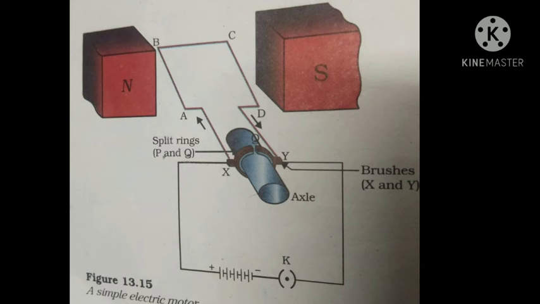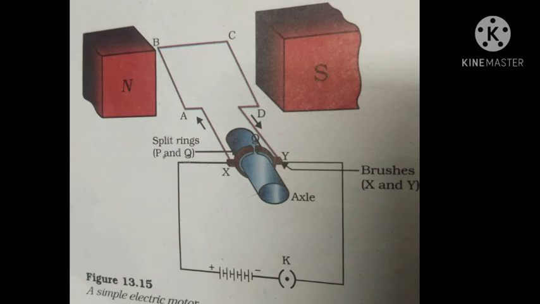At half rotation, Q makes contact with the brush X and P with the brush Y. Therefore, the current in the coil gets reversed and flows along the path DCBA. A device that reverses the direction of flow of current through a circuit is called a commutator.